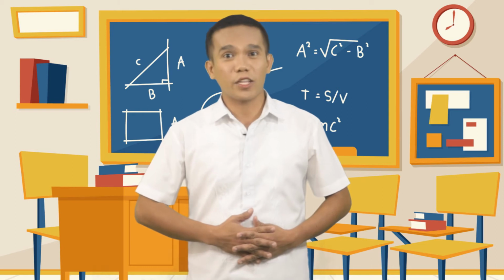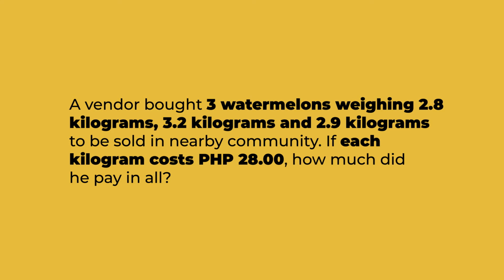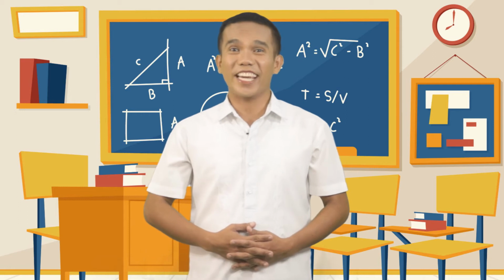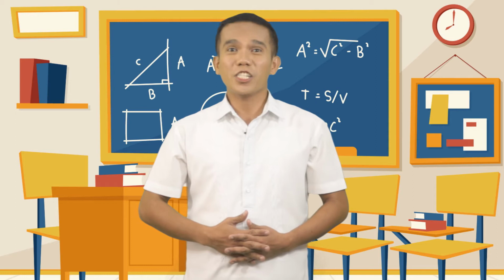Kids, I will tell you a story of a vendor. A vendor bought 3 watermelons weighing 2.8 kilograms, 3.2 kilograms, and 2.9 kilograms to be sold in a nearby community. If each kilogram cost 28 pesos, how much did you pay in all? What is asked in the story? Great! How much did you pay in all if each kilogram cost 28 pesos?